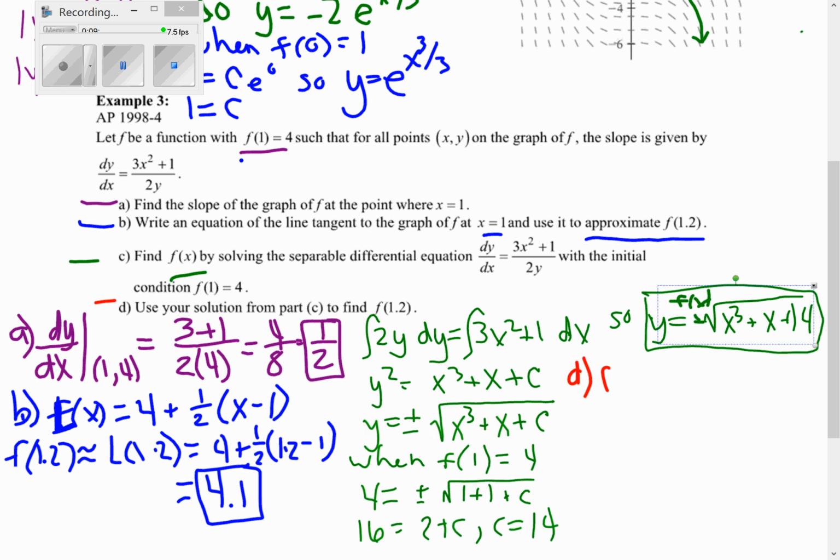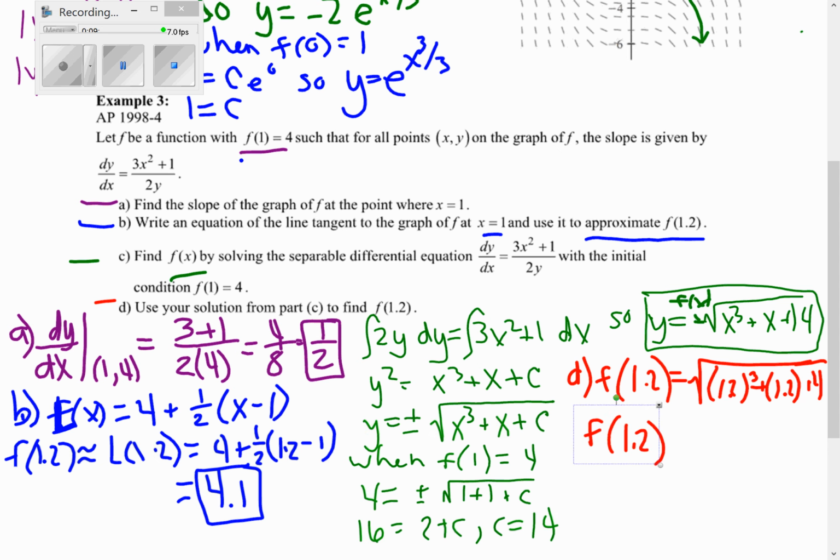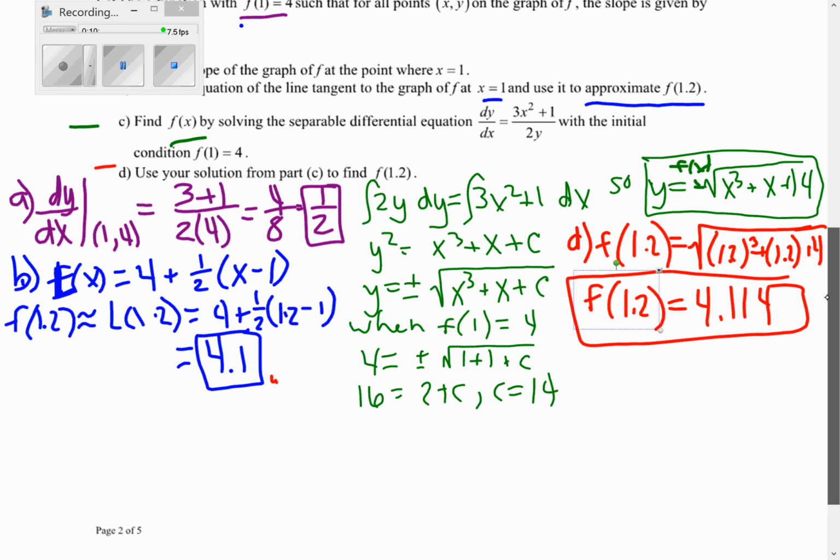So we have f of 1.2. Now, if this is a non-calculator part, you wouldn't even try to do this. Don't waste your time. But I have a calculator handy. And I think this is about 4.114, which is very close to what our approximation was in the beginning. So there you go. That problem hopefully wouldn't be too bad if you got it on the AP exam.